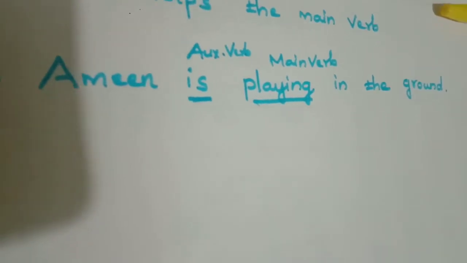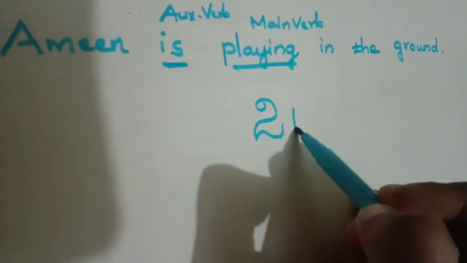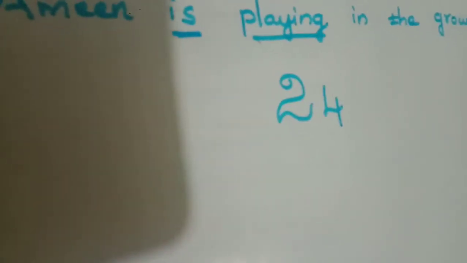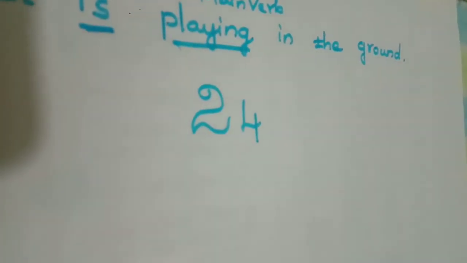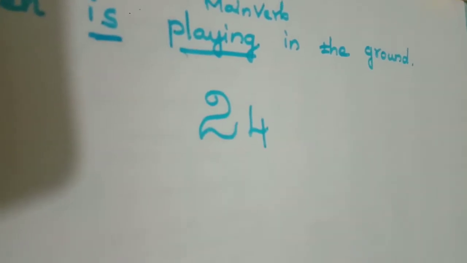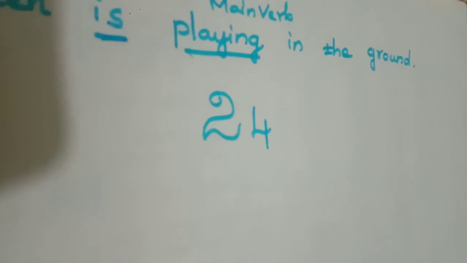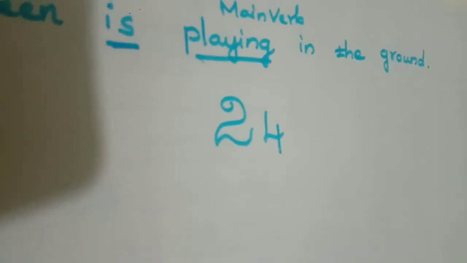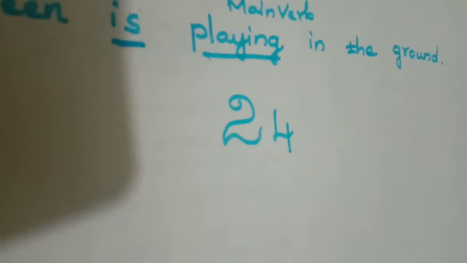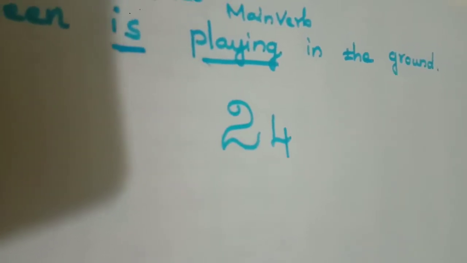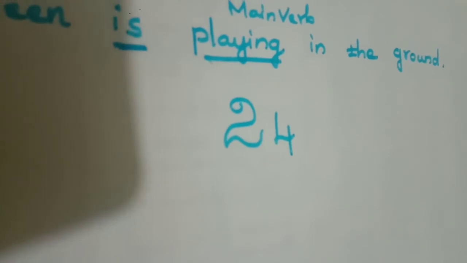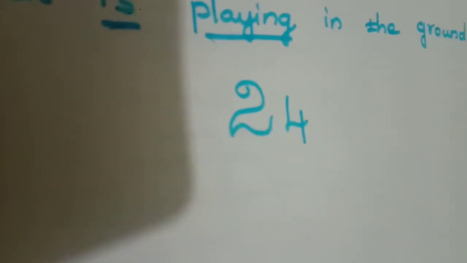And there are 24 auxiliary verbs. The main verbs are uncountable, a lot of main verbs are there. But auxiliary verbs have only 24. In some places people say 23 auxiliary verbs are there, and some of them say 24, and I also taught you that 24 auxiliary verbs are present. Have you got it? How many auxiliary verbs are there? 24. Now we will see them one by one.